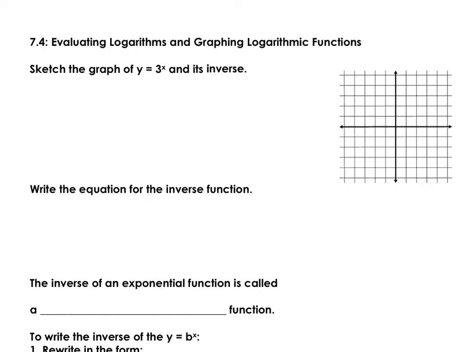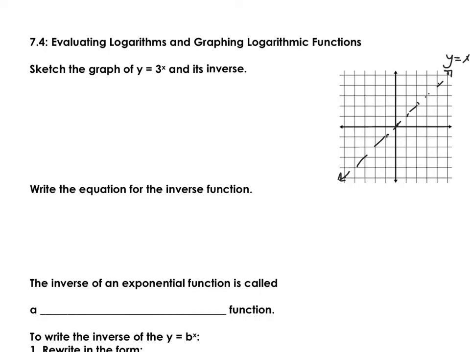To sketch the graph of y equals 3 to the x and its inverse, I'm first going to draw in the reflecting line y equals x. And that means it's going to go through 0, 0, 1, 1, 2, 2, and so on. It's going to go all the way up on that top right, and then on the other side on that bottom left. We're going to create that reflecting line. So try to draw that in on your paper and label it y equals x.